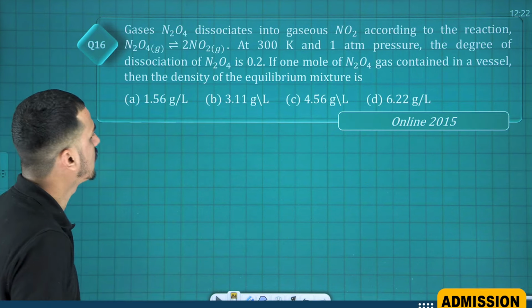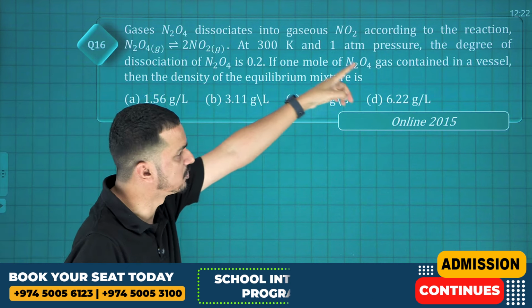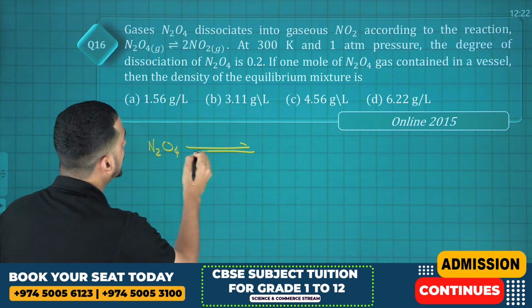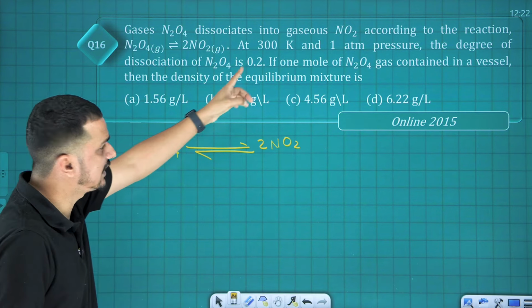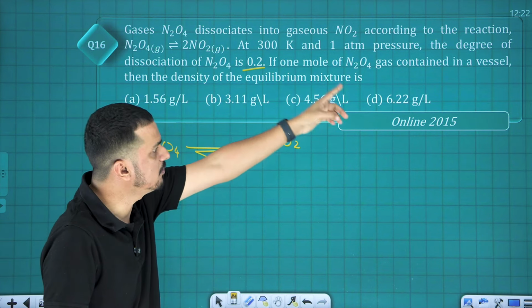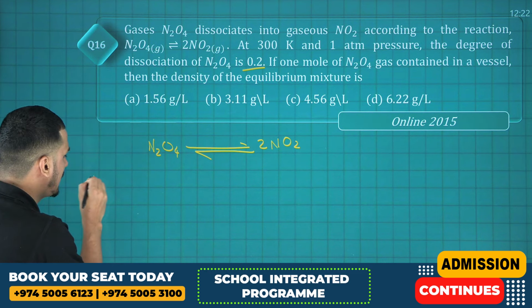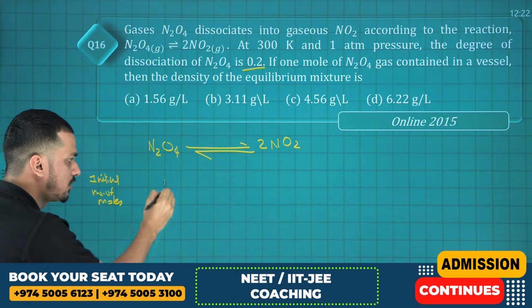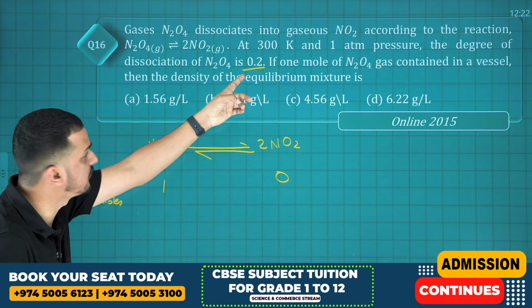Question number 16, dears. Gas N2O4 dissociates into gas NO2 according to the reaction. They have given one reaction: N2O4 dissociating like 2NO2. At 300 Kelvin and 1 atm pressure, the degree of dissociation of N2O4 is 0.2. If 1 mole of N2O4 gas is contained in a vessel, then the density of the equilibrium mixture is, you are taking initial number of moles of N2O4 as 1. At that time NO2 is 0. Then the degree of dissociation is 0.2.